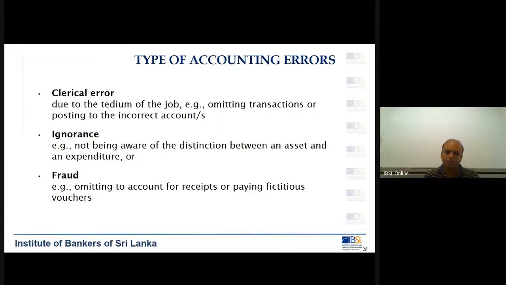Now you have a problem to identify to which side I should put this. So let me give you an example. This is a classic example that I make use of, so I will use that same example. You have a motor vehicle in your business, say a delivery van.